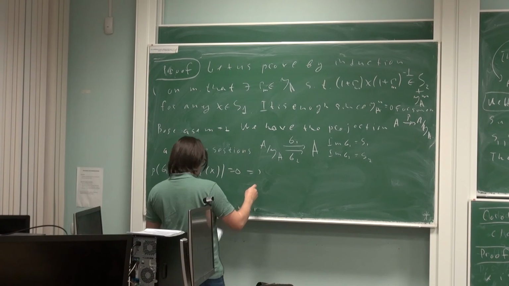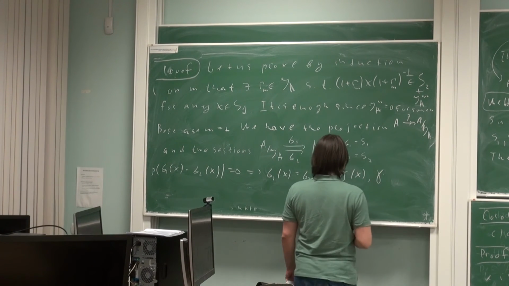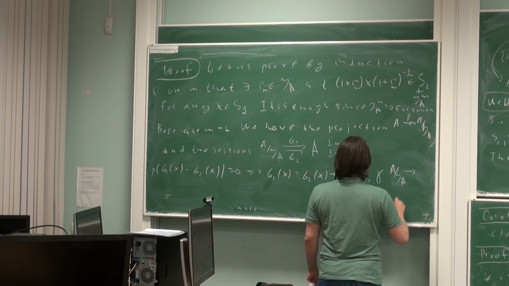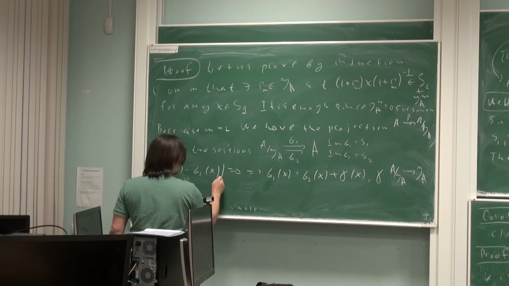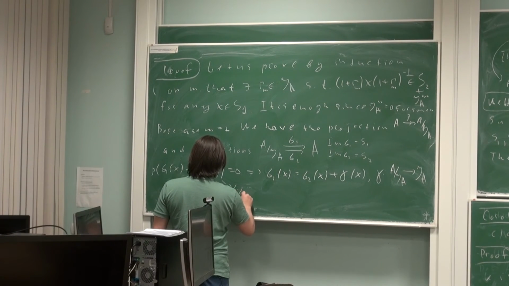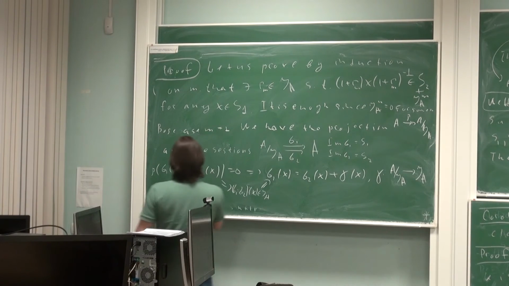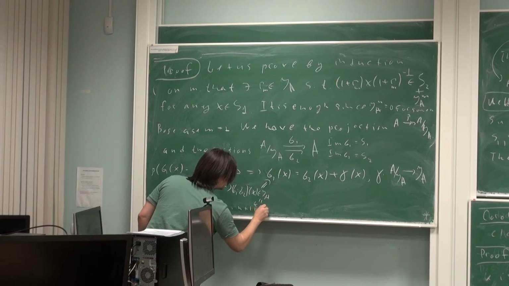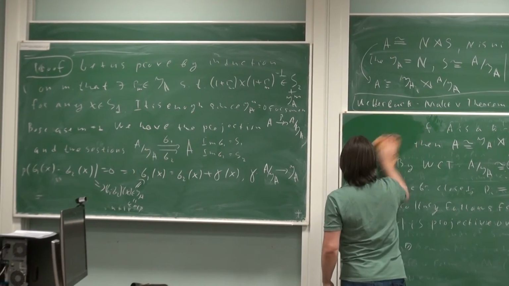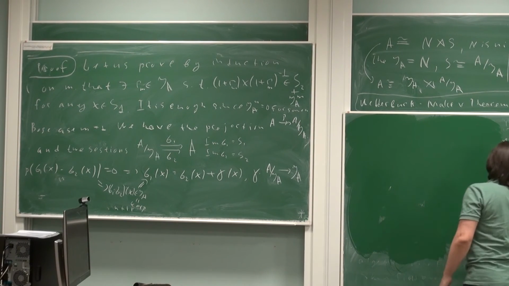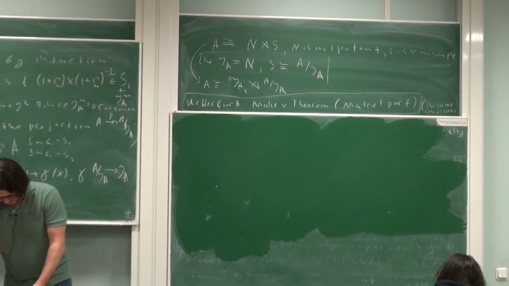So sigma 1 of x is equal to sigma 2 of x plus gamma of x for some gamma from A factor JA to JA. So, from this it follows that sigma 1 of x minus sigma 2 of x lies in JA, because JA is the kernel of rho. So we get some gamma such that this equality is satisfied.